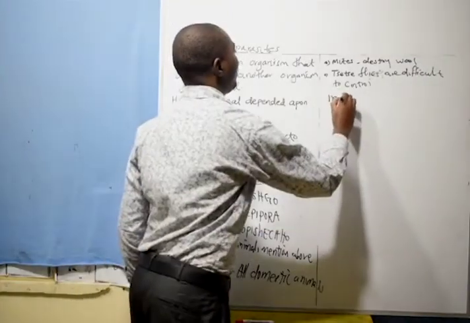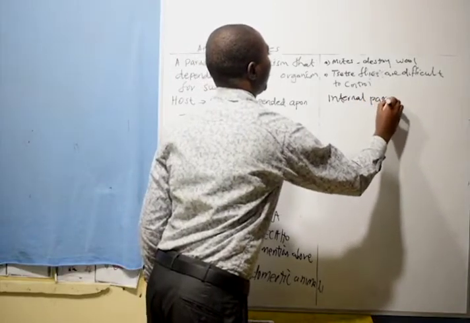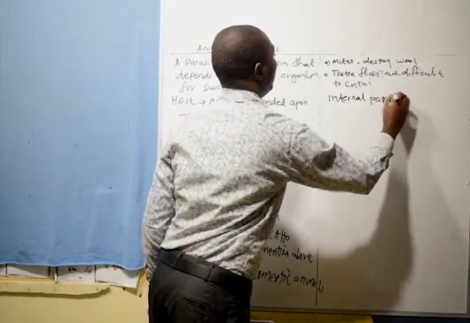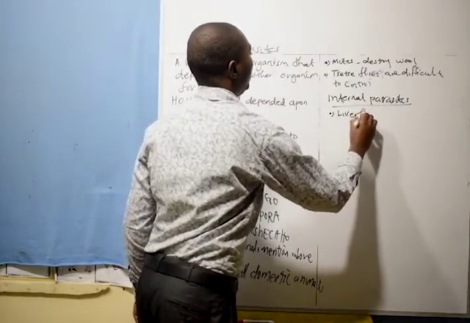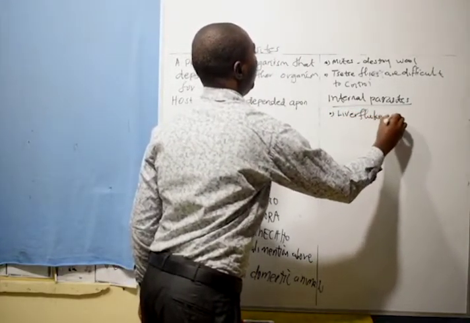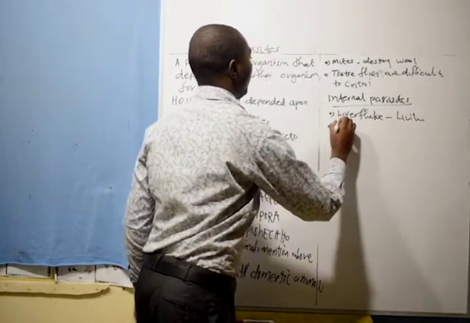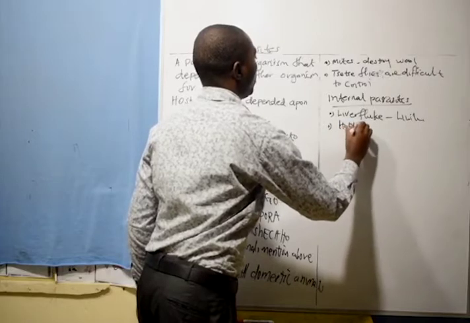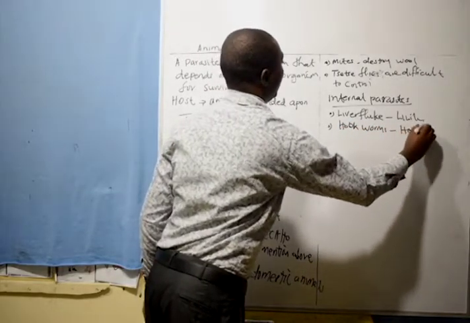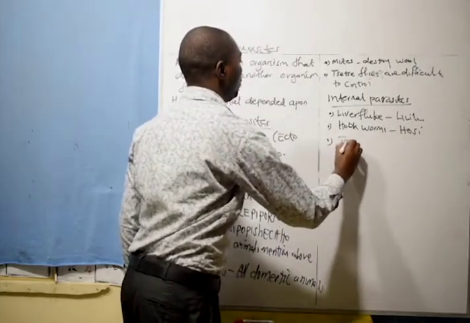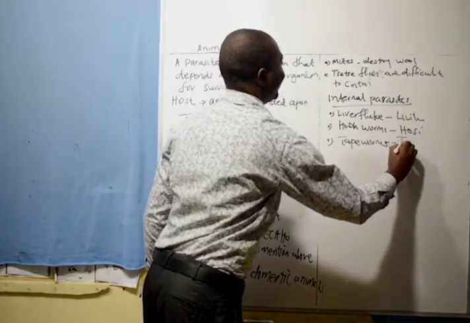Then we have the internal parasites to mention. Internal parasites are those that are found inside the body. We have, one, the liver fluke. We use the word lililu. We have the hookworms. We use the word hosi. We have the tapeworms. We use the word tassili.